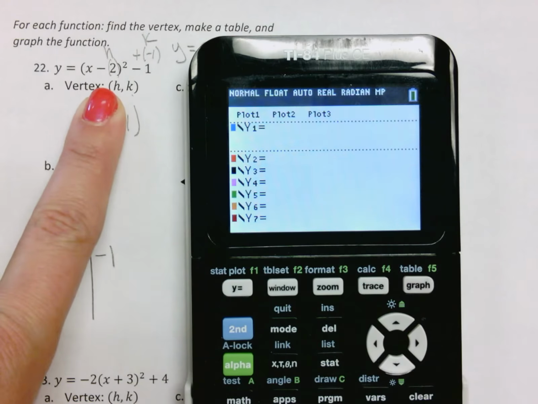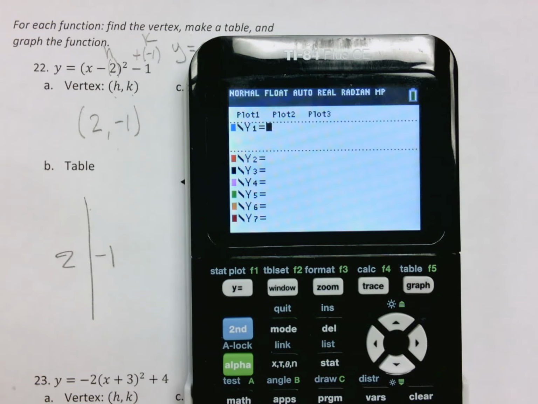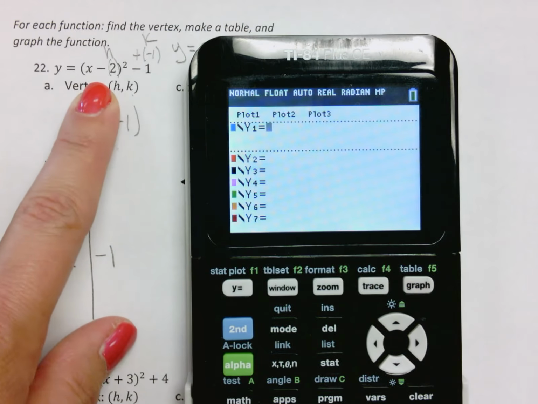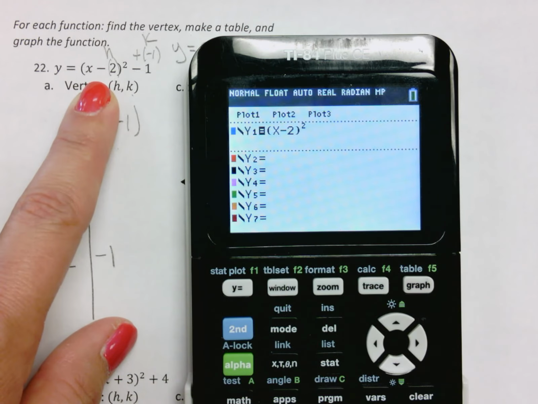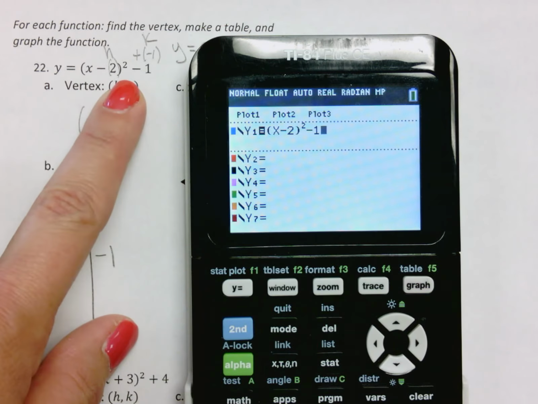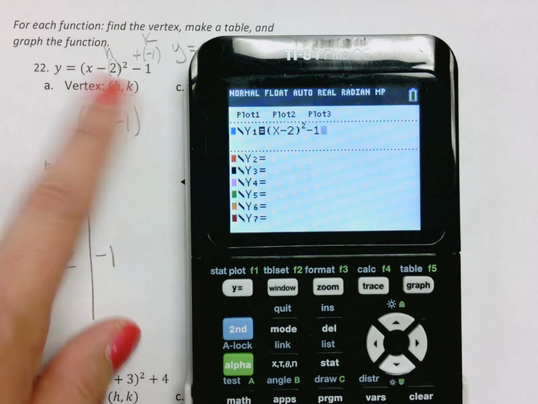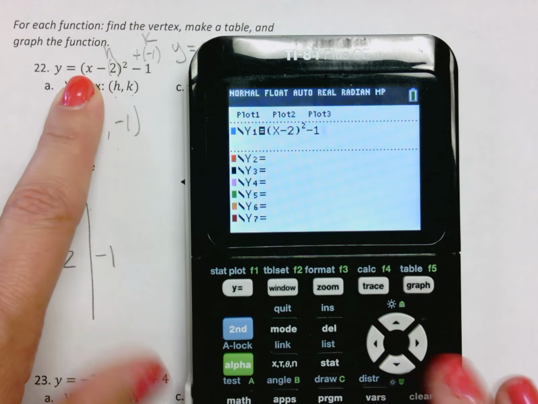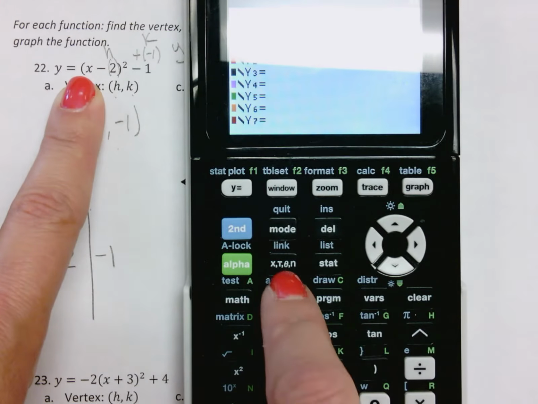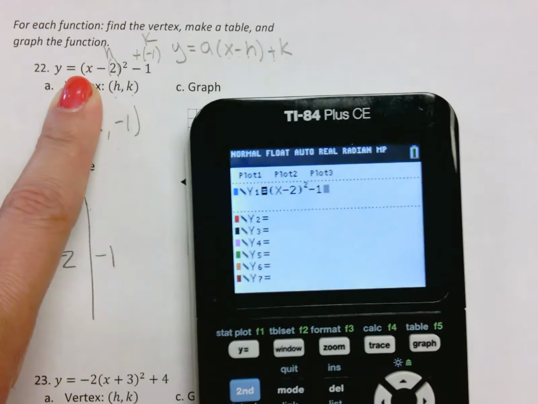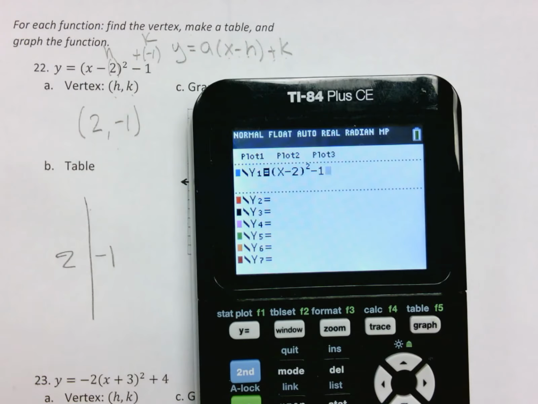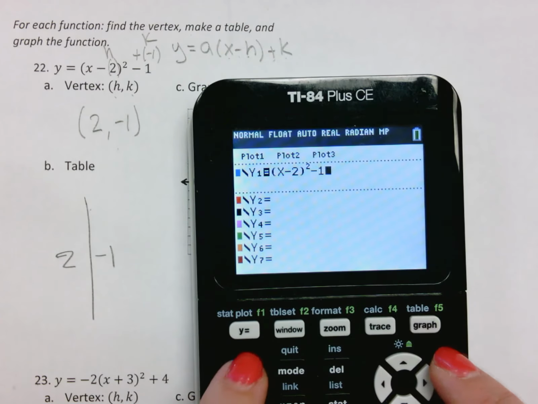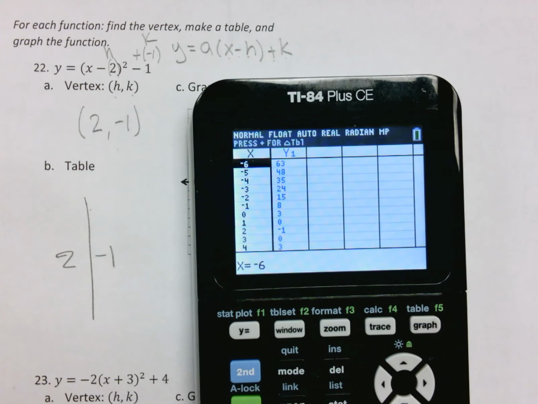I'm going to go to y equals. If there's anything in your calculator, clear that out. And we're going to type in y equals parentheses x minus 2, close parentheses, squared, minus 1. We're going to type it in exactly like we see it on our paper. We're going to use the X, T, theta, N button. That's the button we use to put an X into our function in y equals. And then we just want to look at the table. To look at the table, we go second graph, and it gives us the table.